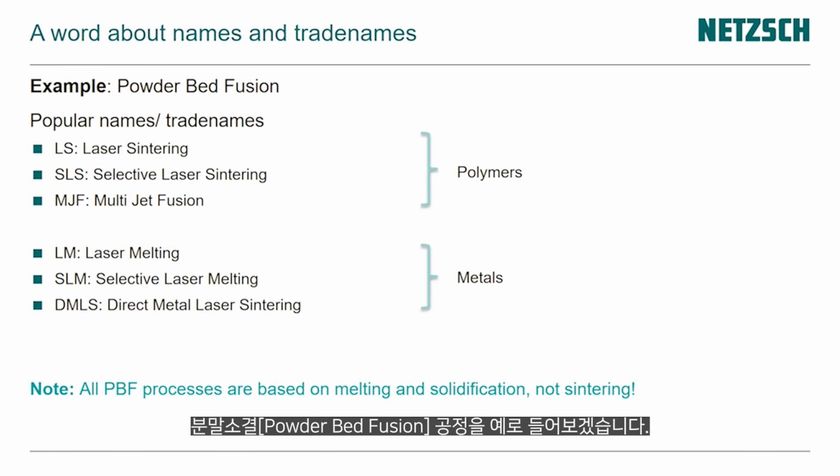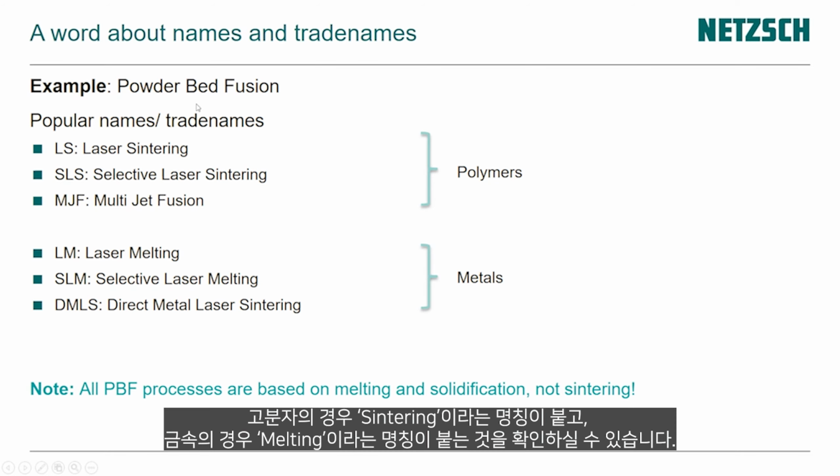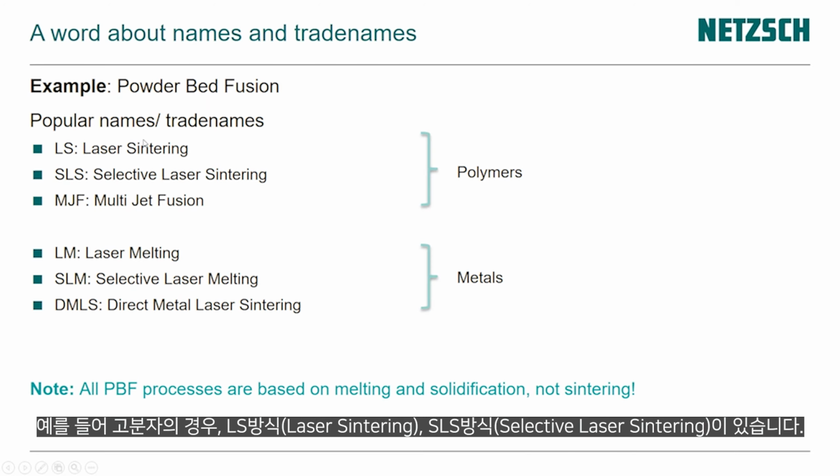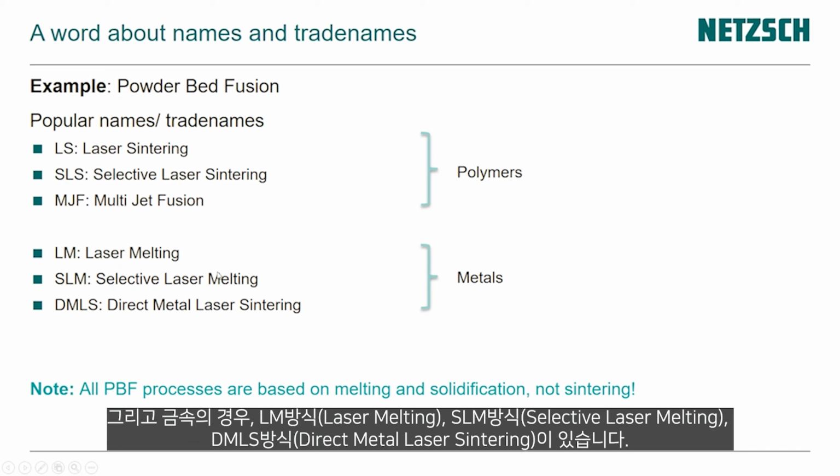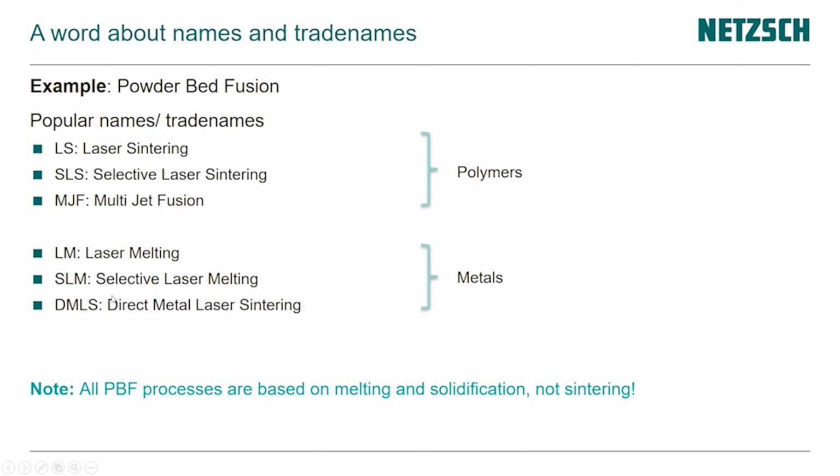An example here I have is powder bed fusion processes. Powder bed fusion can be used for polymers and metals, and you see in the names that for polymers we often use sintering in the name, and for metals we use melting. So for example, we have laser sintering LS and selective laser sintering SLS for polymers, and we have laser melting, selective laser melting SLM, and direct metal laser sintering DMLS for metal.